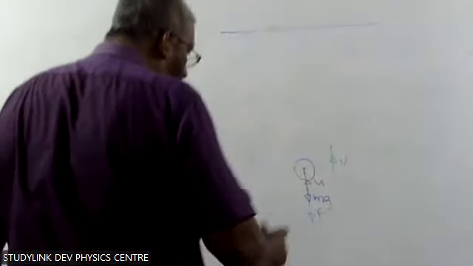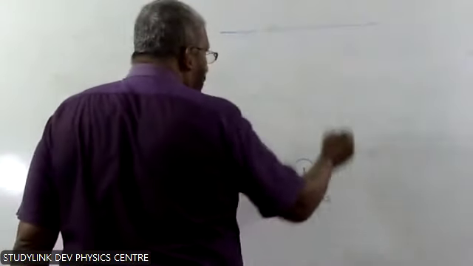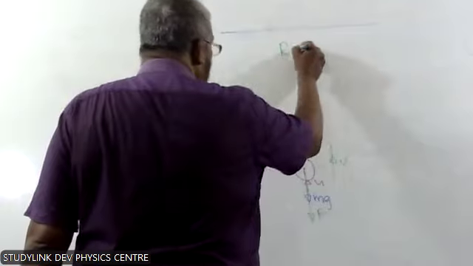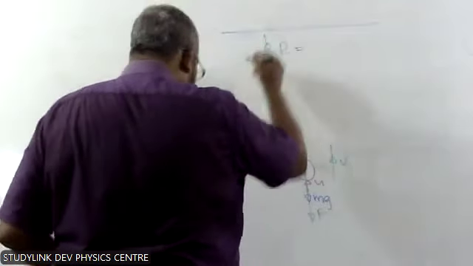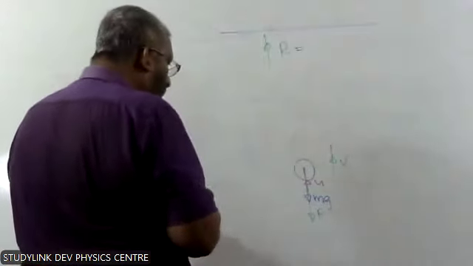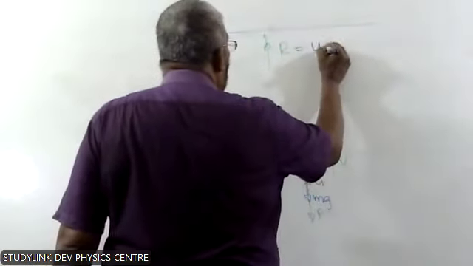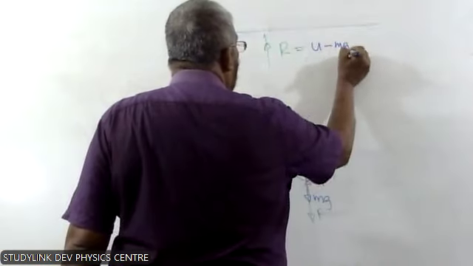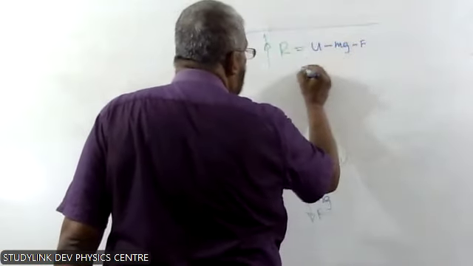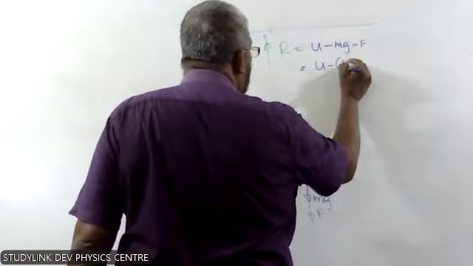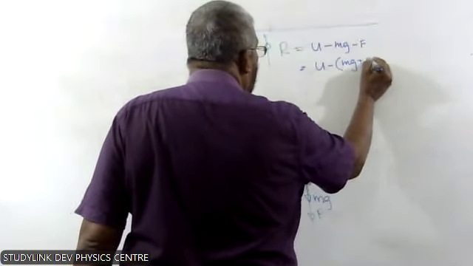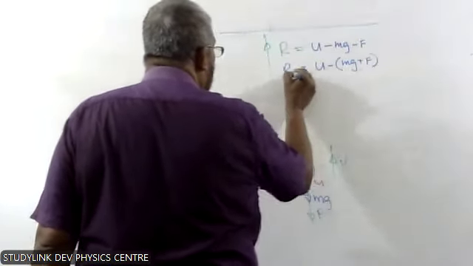Now the resultant force R is equal to the upward force U minus mg minus F. This can be written as U minus (mg plus F). That is R.